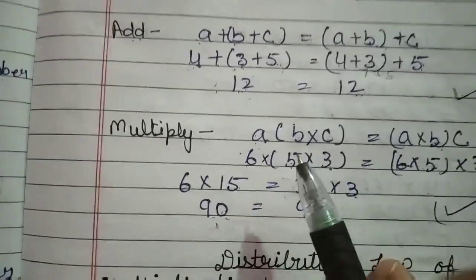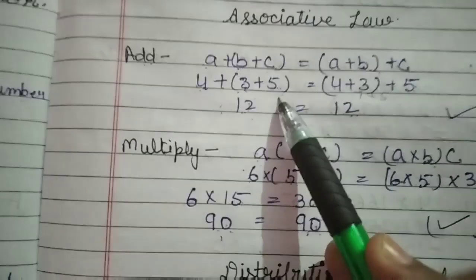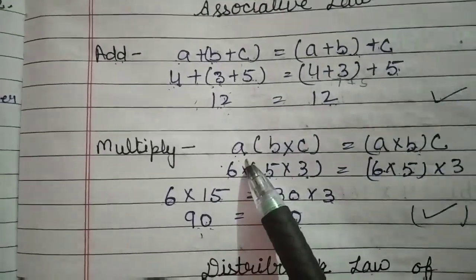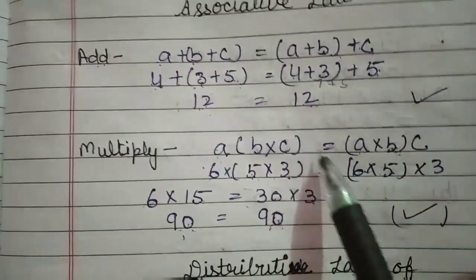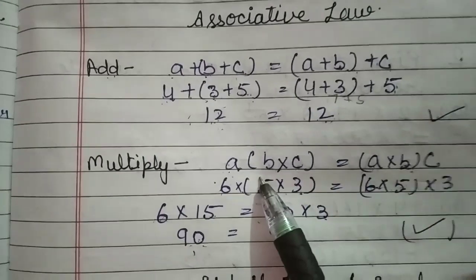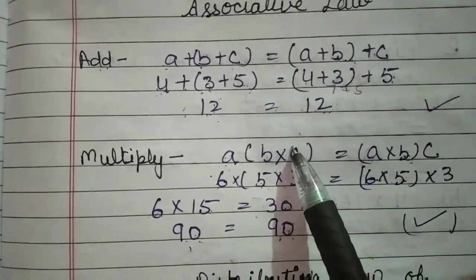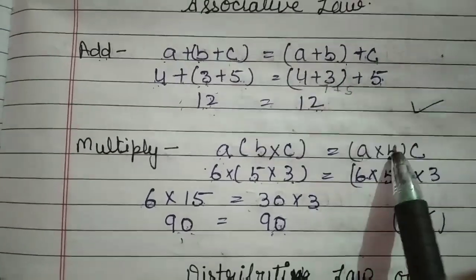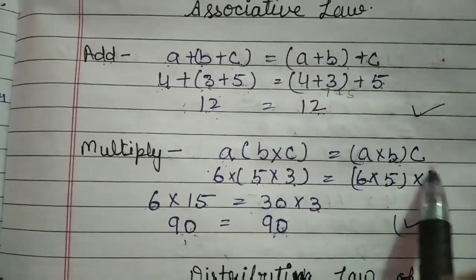Now multiplication. If in addition we are adding, in multiplication we will multiply. So A into B into C, and here A into B into C. What is the difference? Here first we will multiply B and C, though here we will multiply A and B first and then with C.